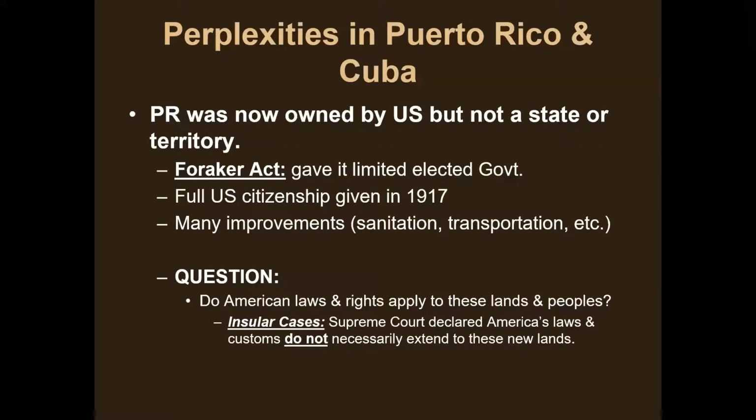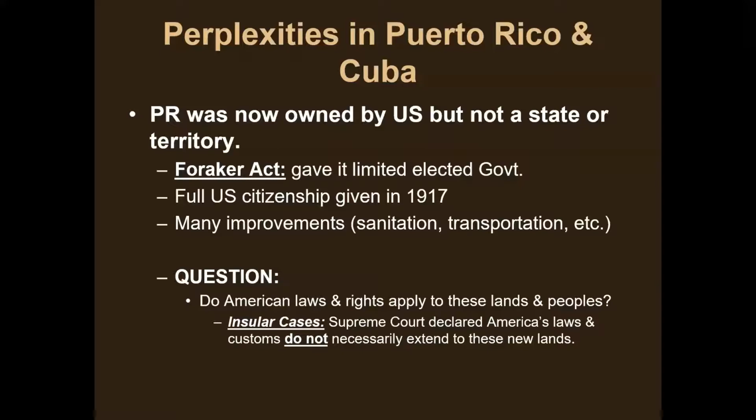And so part of that reason is because the Foraker Act, which was passed, gave Puerto Rico a limited elected government, so government of Puerto Rico. They also granted Puerto Ricans full U.S. citizenship in 1917, and the United States did make many improvements to Puerto Rico, improvements in sanitation, transportation, education. Again, this is something I referenced in general terms when we talked about imperialism at the beginning of this unit, and we're seeing the specific case study here with Puerto Rico.